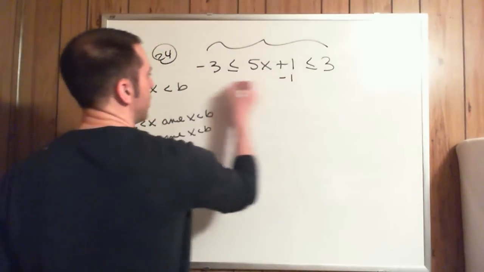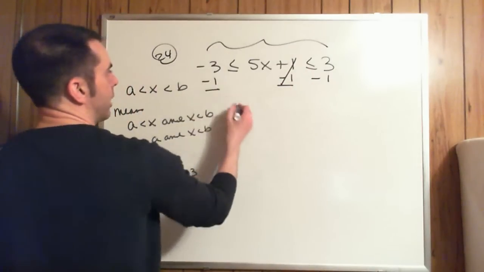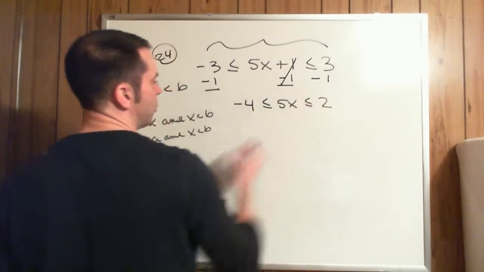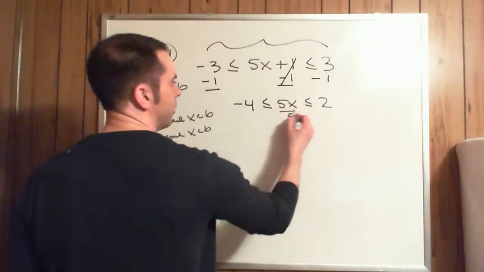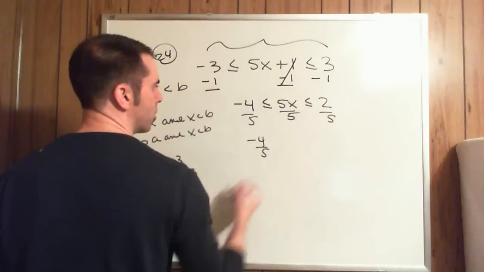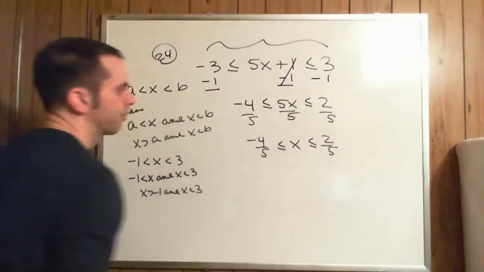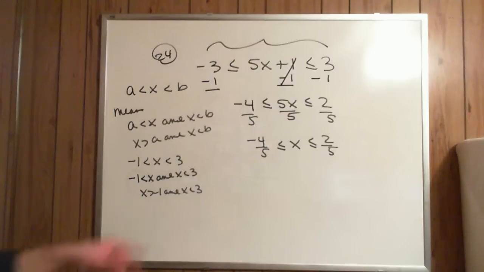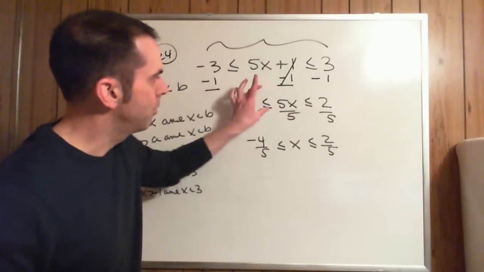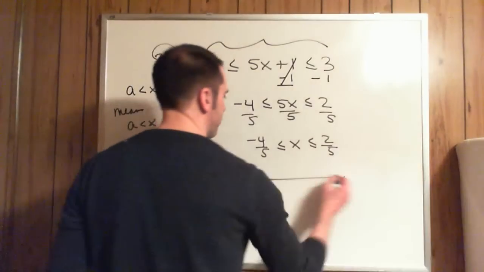How can you solve it most efficiently? Well, get the x by itself by subtracting 1 from both sides, or all sides. So then I get negative 4 is less than or equal to 5x less than or equal to 2. I'll divide by the 5 to get the x by itself, and get negative 4/5 is less than or equal to x less than or equal to 2 over 5. If this were a negative 5x, then I'd divide by the negative 5, reversing both of these symbols, by the way.